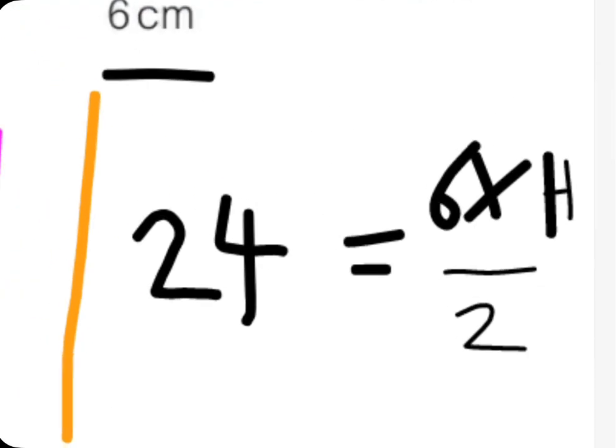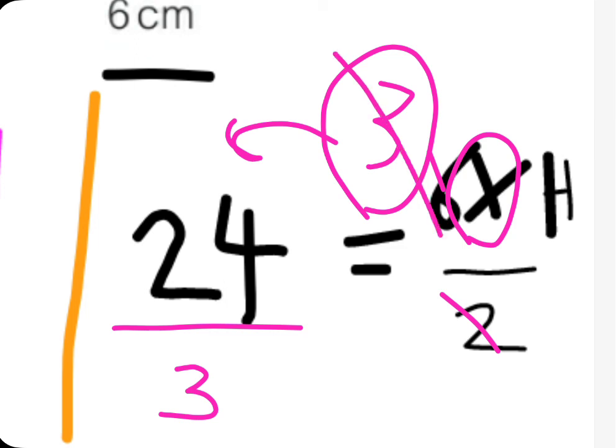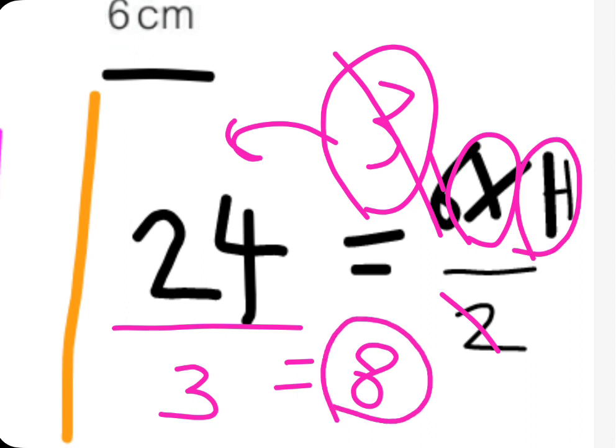Let's solve this and find the height. First, we have 6 divided by 2. 6 divided by 2 is what? Very good. It's 3. So 3 multiplied by the height equals 24. 3 is multiplied here, so we're going to take it to the other side by division. Now, 24 divided 3 equals what? Very good. It equals 8. So the height equals 8 centimeters.